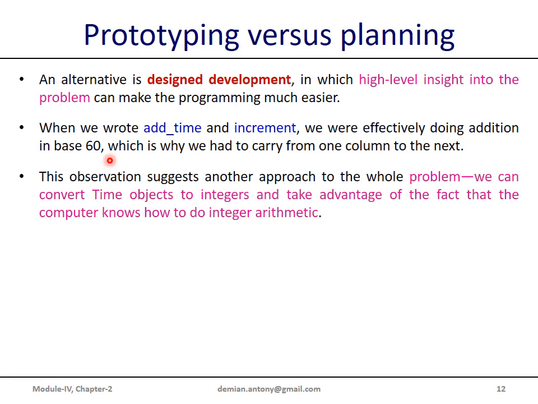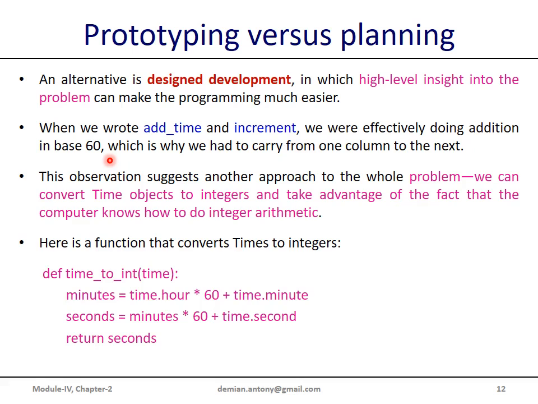And the observations suggest another approach, observations through analysis, that we can convert the time objects into integers and then we can just add integers, where the computer knows how to do integer arithmetic. How to do it? We can convert a time object into an integer by converting these three columns, hours, minutes and seconds, into a single integer representing the seconds.